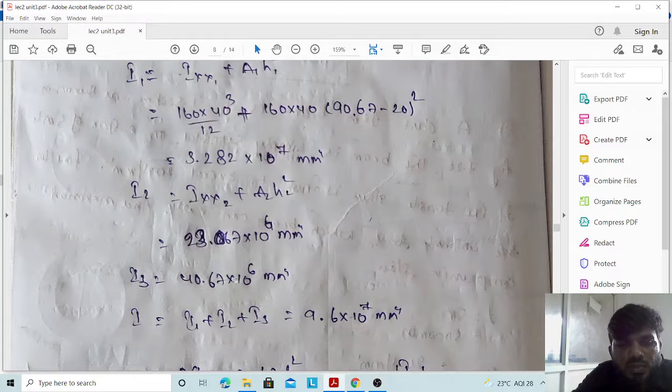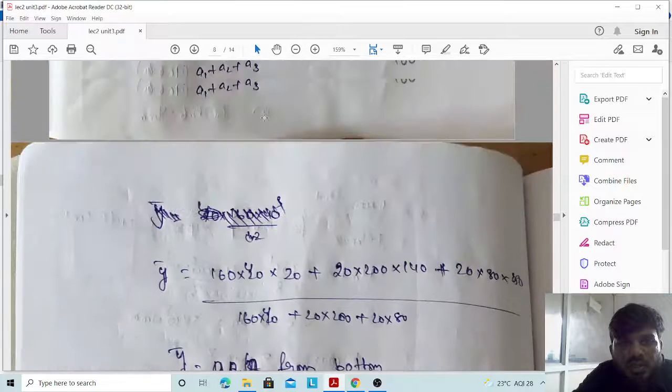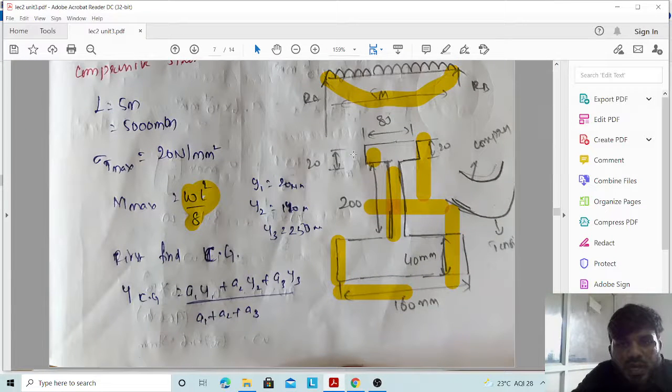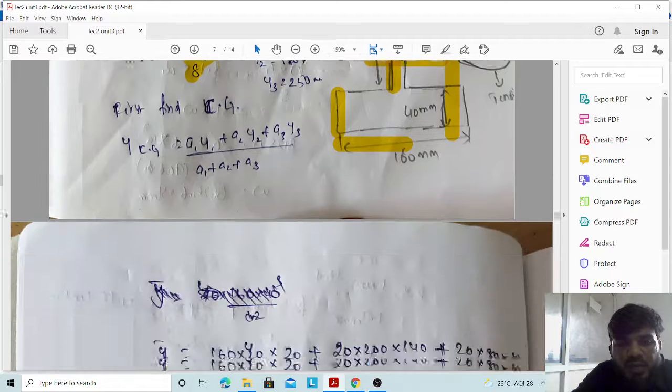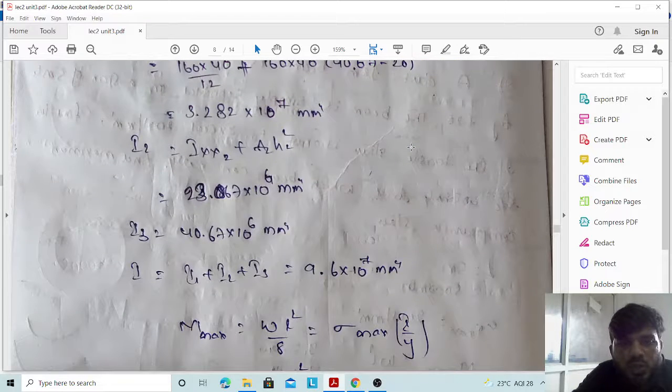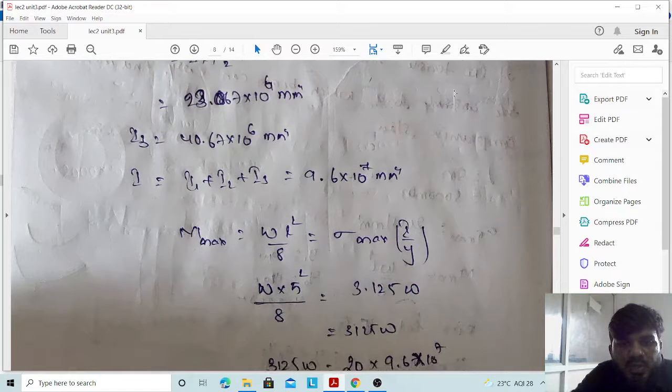I3 follows the same procedure. The distance you are cutting now is the height of this section, so it is 20 cube into 80 divided by 12, plus 20 into 80 into 250 minus 90.67, the whole square. So you are getting these values.